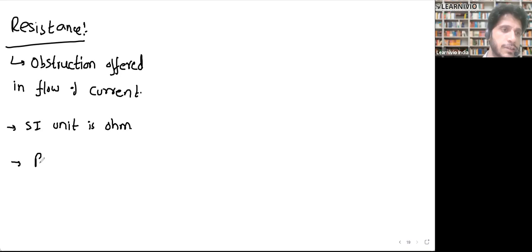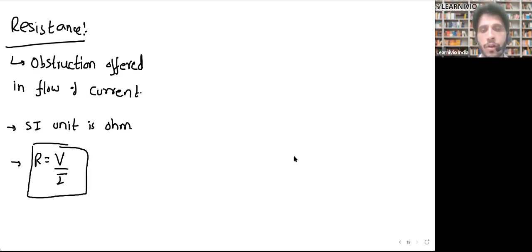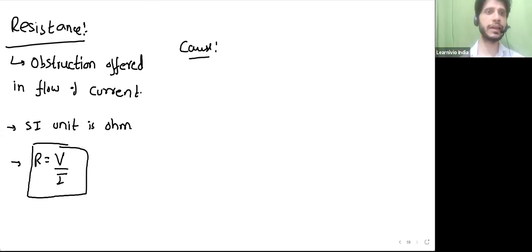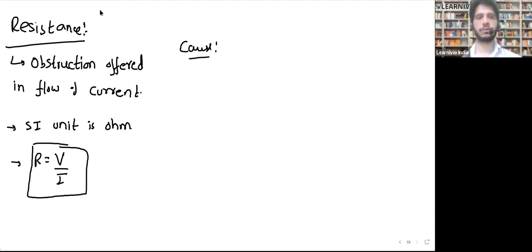And we can write resistance as voltage by current. R is the ratio of voltage and current. And the cause of resistance. See, what is the cause of resistance? We did that calculation of drift velocity. What is current? Current is the flow of charge. The flow of electrons is current. So when electrons are moving inside a conductor, then what is obstructing that movement of electrons? Ions. Right? When electrons are moving in a conductor, then those ions are restricting the movement of electrons.